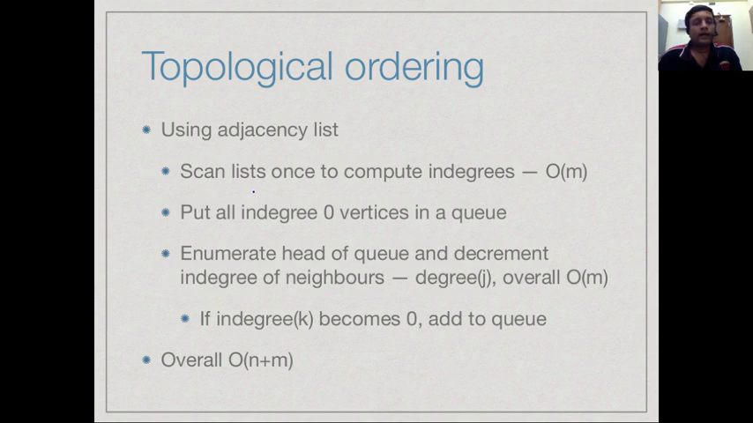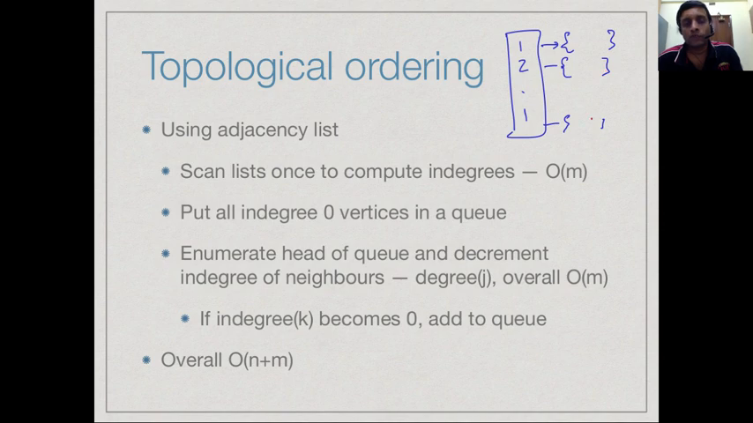Now, as we saw with BFS and DFS, if we use an adjacency list, we can be a little more clever and bring this time down to linear. From n square, we can bring it down to order n plus m. So how do we do this? Well, we have these lists, say for vertices 1, 2, and for each of these, we have a list of its neighbors.